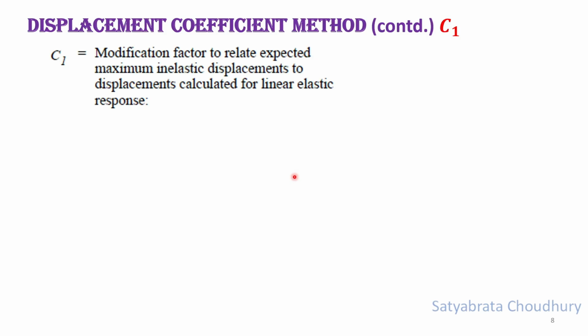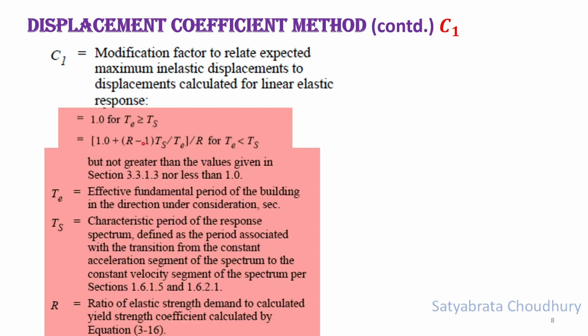Now let us see the coefficient C1. C1 is the modification factor to relate expected maximum inelastic displacements to displacement calculated for linear elastic response. As we discussed earlier, it is a correlation between the linear displacement and non-linear displacement. How to get the values? It will be equal to 1.0 when the effective time period is greater than or equal to Ts, and given by this expression where the effective time period is less than Ts.